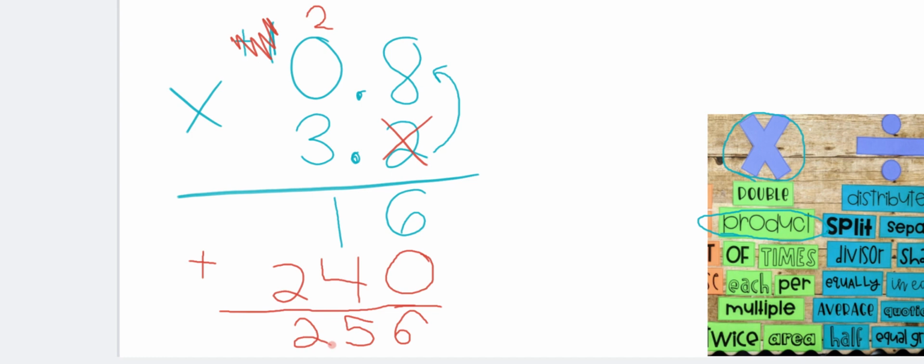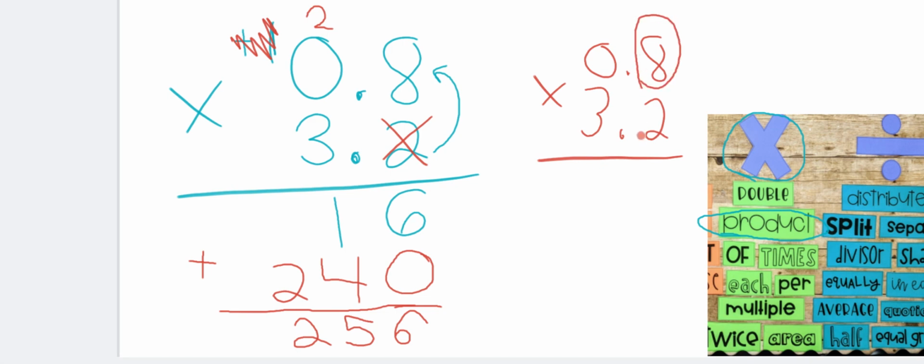Now I need to remember where to place my decimal point. So I need to think about, and I'm going to just rewrite it because sometimes that helps me. I need to think about how many numbers are after both decimal points. So when I look here, how many numbers were after both decimal points? How many digits are after that decimal point? That's right, there are 2. There's 1 here, and there's my second one here.